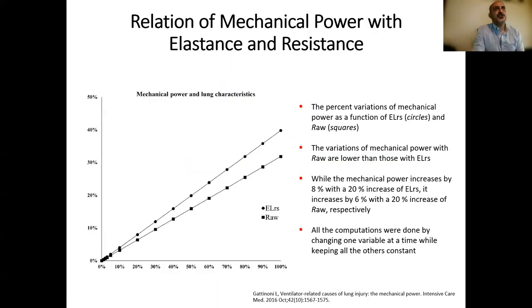Now, what is the relation of mechanical power with elastance and resistance? This is a study from Gattinoni. We don't have to go through everything, but as you can see, this is the resistance in squares, and this is the elastance in circles. And the elastance in general has more weight than the resistance in calculating the mechanical power.